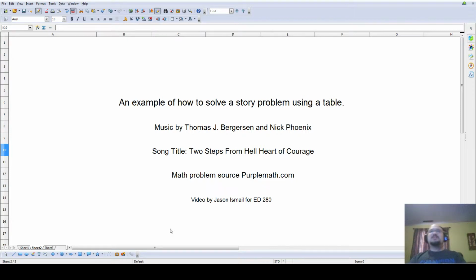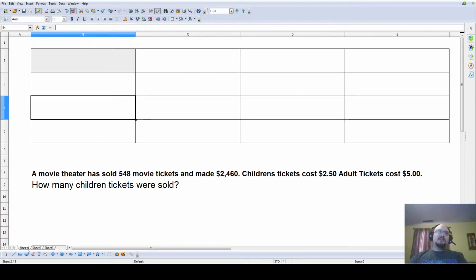Alright guys, my name is Jason and I'm going to teach you guys how to solve story problems using a table. Tables lend themselves really well to certain story problems, and typically mixture problems are the best. But the greatest thing about using a table when dealing with a story problem is the fact that you can keep yourself really, really organized.